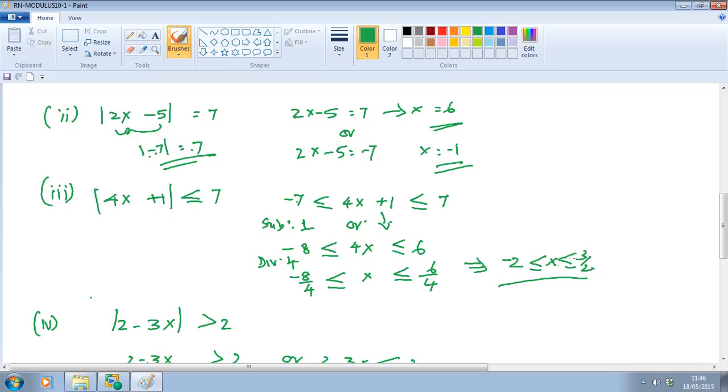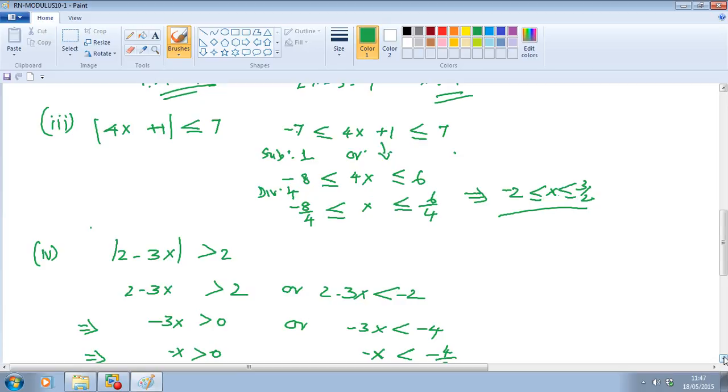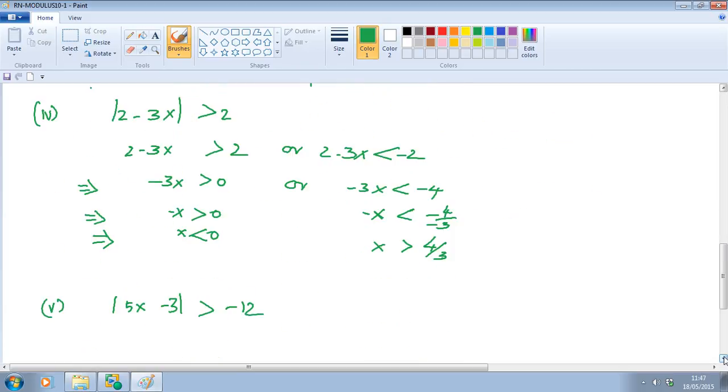So in this modulus inequality, when you write the first line, if you add, subtract or divide all three parts simultaneously, the inequality remains as it is. But if you multiply by a minus number, it will change. That we will see in the next lessons. Fourth problem is modulus of 2 minus x is equal to.